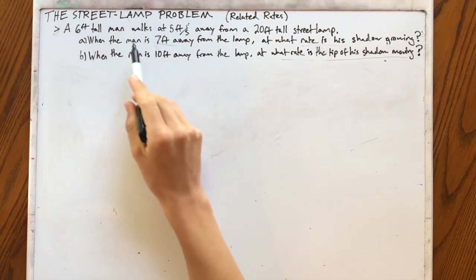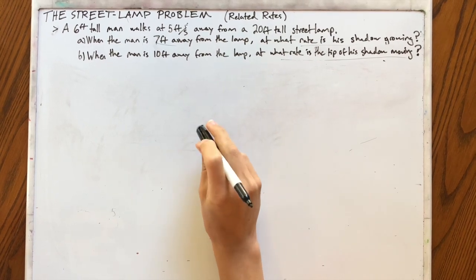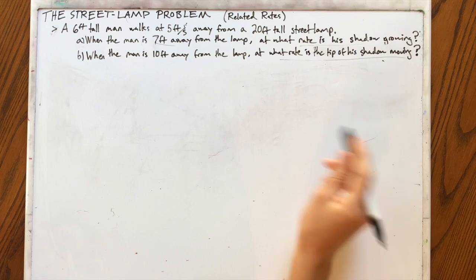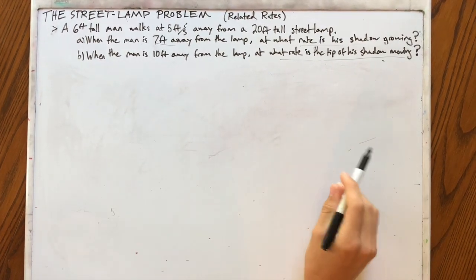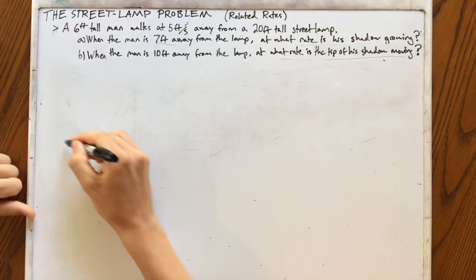So, a 6-foot tall man walks at 5 feet per second away from a 20-foot tall street lamp. A, when the man is 7 feet away from the lamp, at what rate is his shadow growing? And then B, when the man is 10 feet away from the lamp, at what rate is the tip of his shadow moving? To do this with all related rates problems, the first thing you're going to do is draw a diagram.